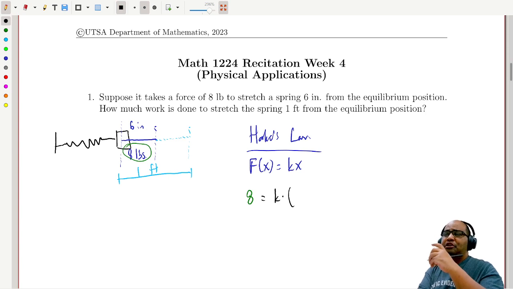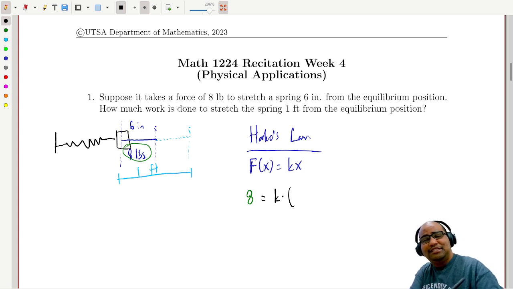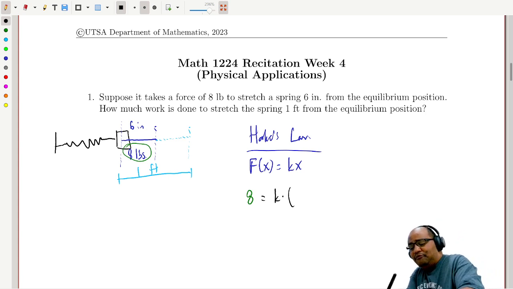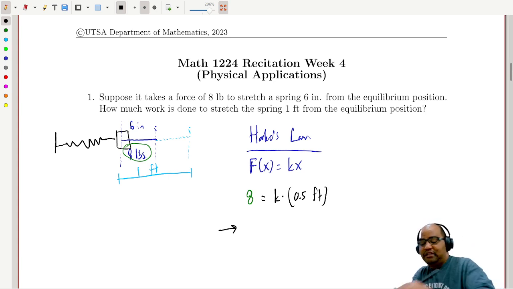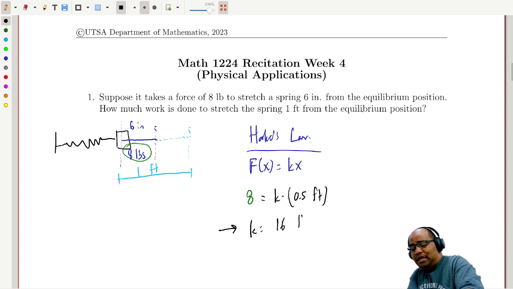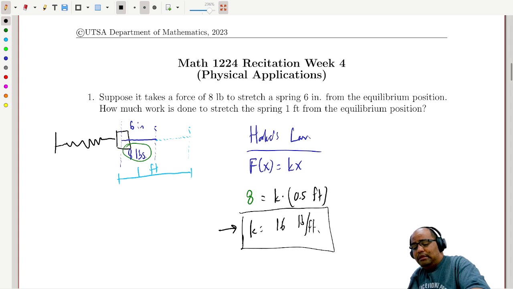The canonical unit here, when we're using imperial units, inches and feet and stuff, is the foot. And 6 inches is half a foot, so we're going to put down for our displacement 0.5 feet. And now all we do is solve for the spring constant, so we divide by 0.5, multiply by 2 if you want to think of it like that. Our spring constant is 16 pounds per foot. Those are the units for our spring constant here.